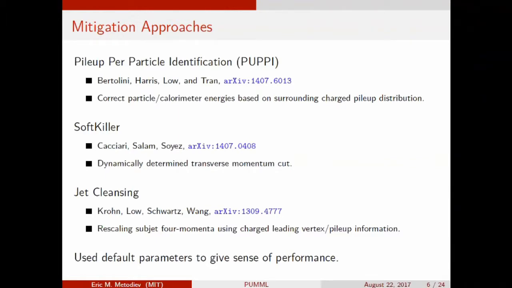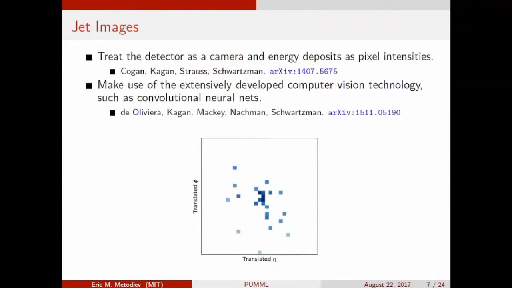SoftKiller does a sort of interesting dynamic transverse pT cut, and jet cleansing, which is specifically for jets, reclusters a jet into subjets, and then depending on how much of the jet charge information is Pileup, it rescales that subjet's neutral component. So a lot of these algorithms, with the exception of SoftKiller, use the charged leading vertex and the charged Pileup information, and that's the information we're going to try and go after.